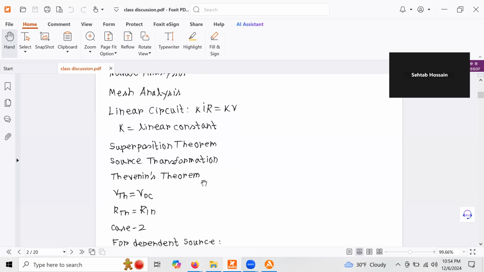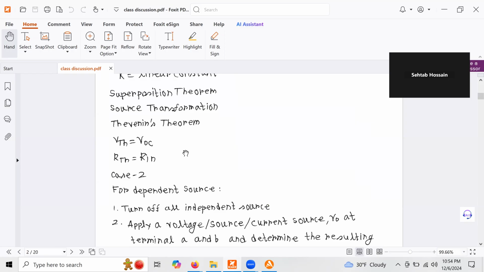Then we learned about Thevenin's theorem. From Thevenin's theorem we know that V Thevenin is the open circuit voltage across the load resistor, and R Thevenin is the input resistance excluding the load resistor. So this is for the normal circuit.